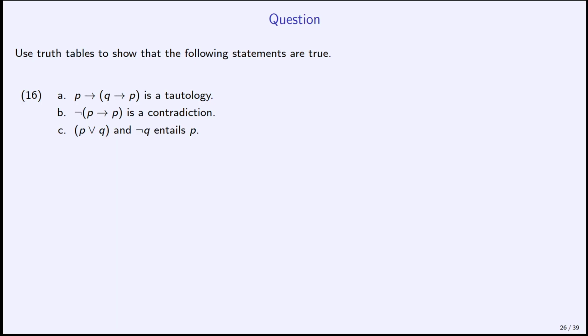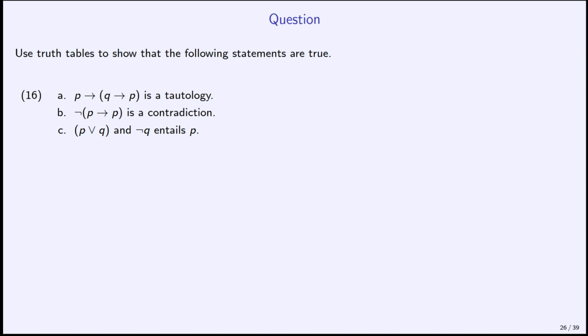So, as an exercise, I want you to show that the following statements are true. P arrow P is a tautology. Well, looks like we just did that one earlier. Not P arrow P is a contradiction, and P or Q and not Q entails P. So if you want to try those again on your own to make sure you can do it here.